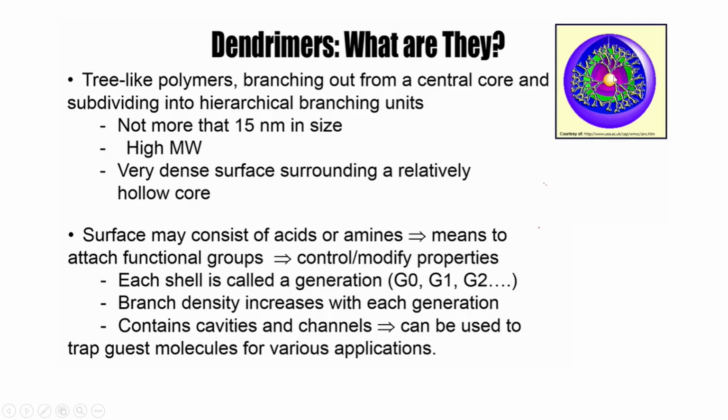And these are high molecular weight particles, with a very dense surface surrounding a relatively hollow core. So imagine there is this core and things start branching out from here. Your core will be very hollow compared to the surface. Your surface will have a very high density. As a result, it will have a high molecular weight.